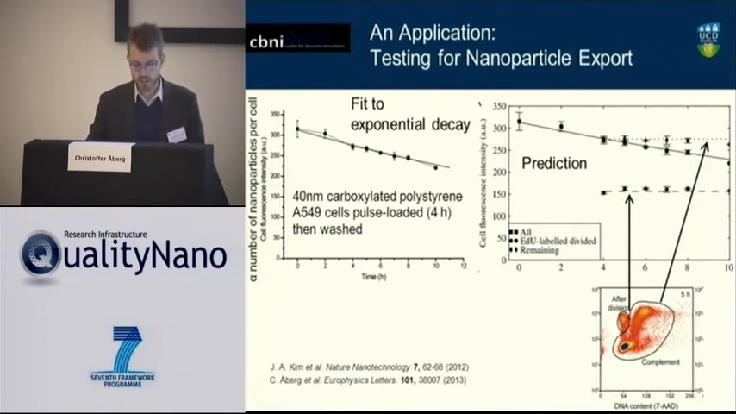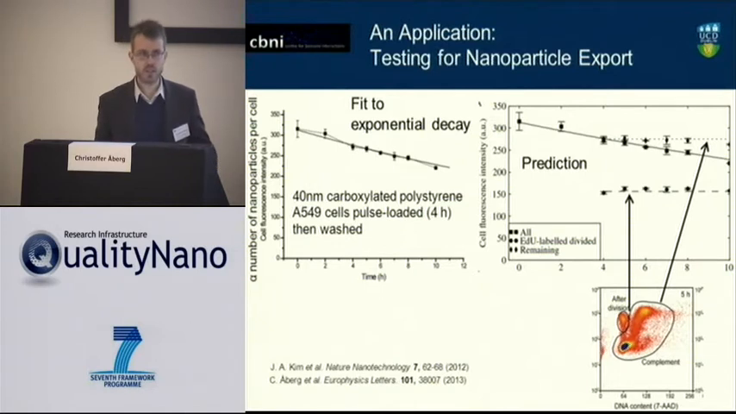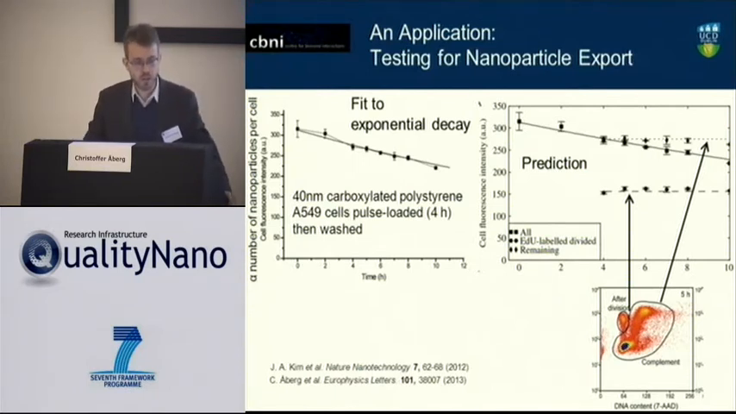And we have developed methods for testing this experimentally, as you can find in the first paper there, where you can also use the model to strengthen these kinds of things. So on your left here, those are cells that have been exposed to particles for 4 hours, and then the particles are washed away, and the cells are just left as they are. And we measured the number of nanoparticles per cell as a function of time.